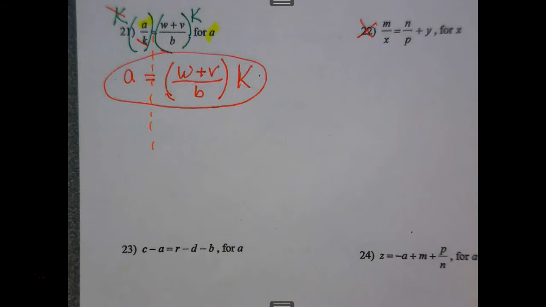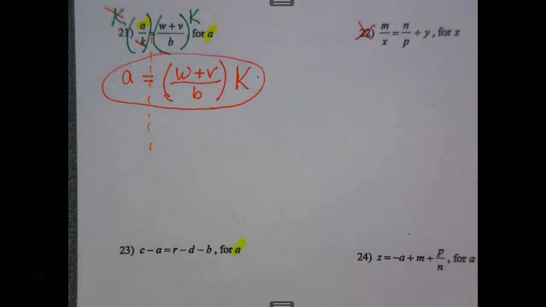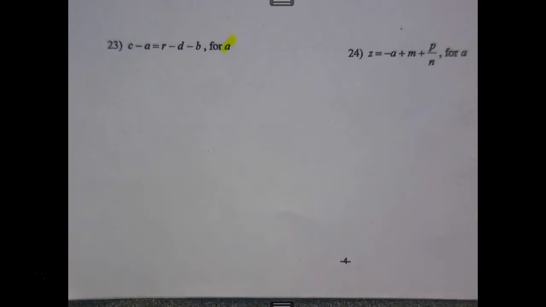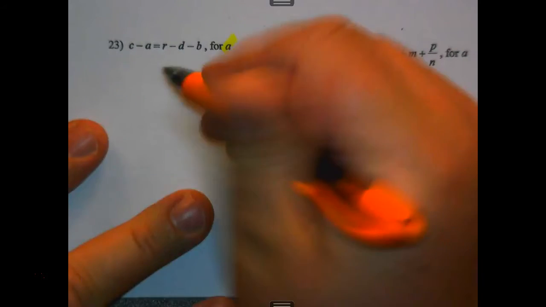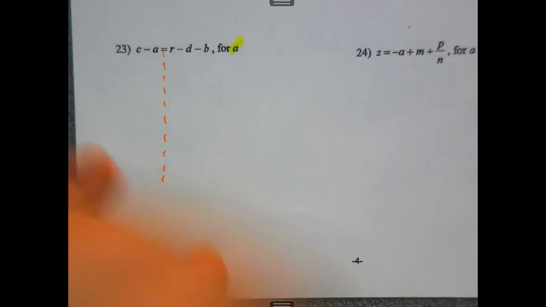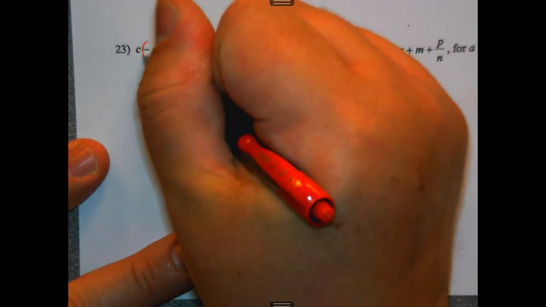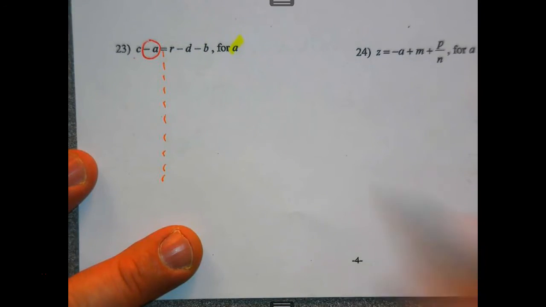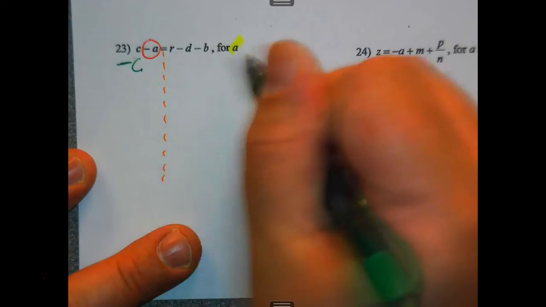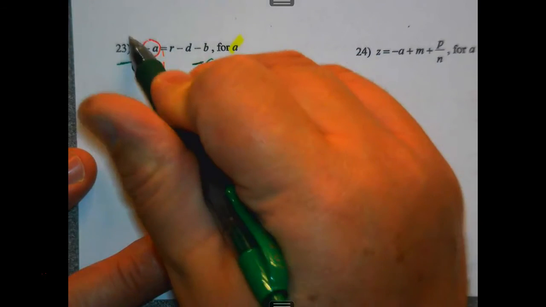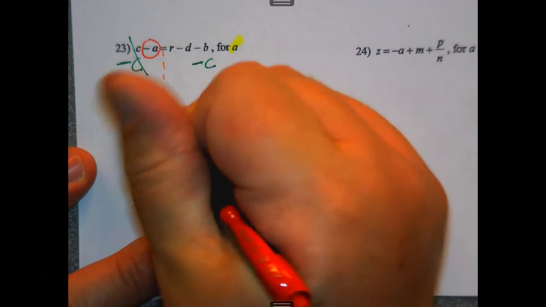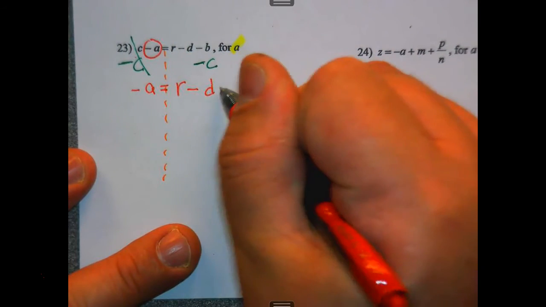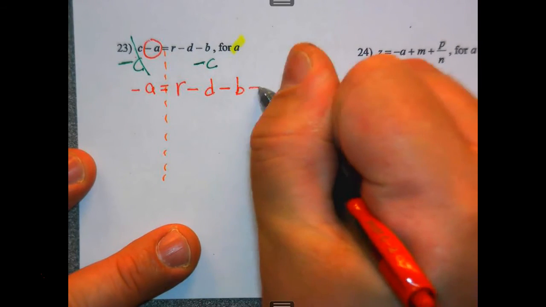23, solve for A. Here's my A. So I'm going to subtract C from both sides because that's a positive C. So I'm going to subtract C. I get negative A equals R minus D minus B minus C.